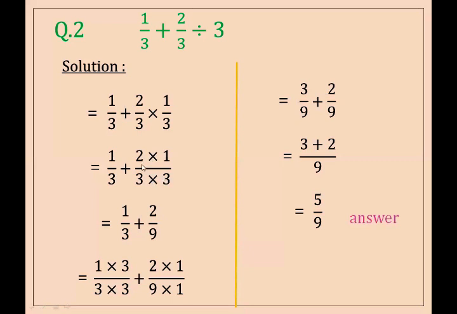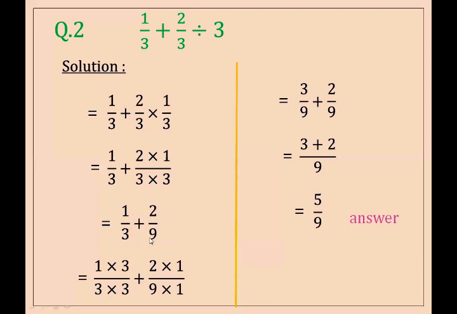Firstly we solve this multiplication. Here we write 2 ones are 2 and 3 threes are 9 here. Now students, these two fractions are added with each other. So how do we perform addition between two fractions? As you see students, both denominator and numerator are different here. So how do we solve this? We make them equivalent fractions.